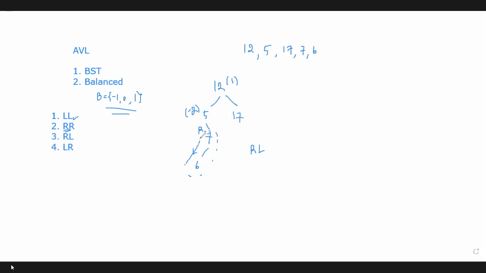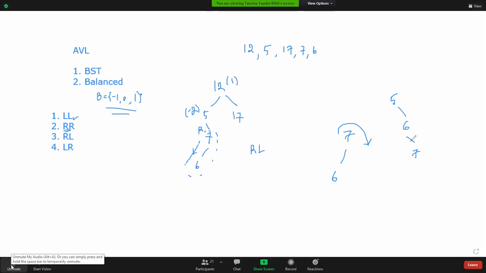Right, that means shift some nodes from the left side to the right side. 7 and 6. So how can we apply the right rotation? 7 will be shifted to the right side and 6 will become the root node. Okay, that means 6 is the root node and 7 is the right child of that node, and there is the root node 5. Is this a right skewed tree? Yes, because all the nodes are on the right side.